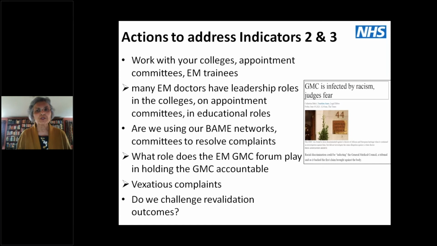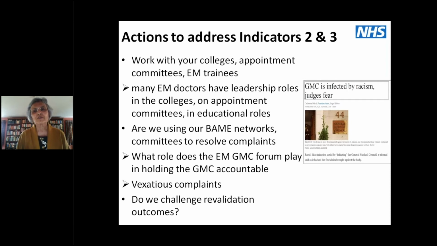What about appointments committees? There will be people in this audience who sit on appointments committees and have senior roles. You have educational roles. You supervise junior doctors. You do all kinds of things, which puts you in a position of influence where you can train ethnic minority trainees to be confident at interview and perform as well as their white counterparts do. So in many ways, this is a responsibility on all of us to get right.